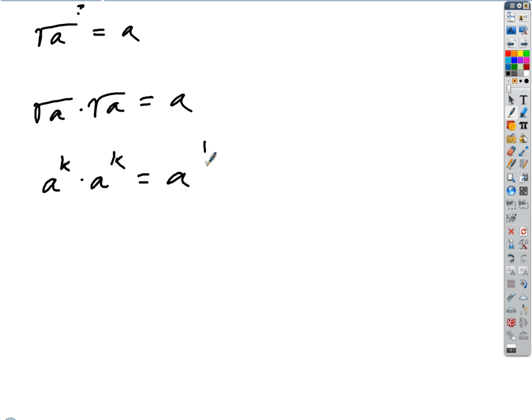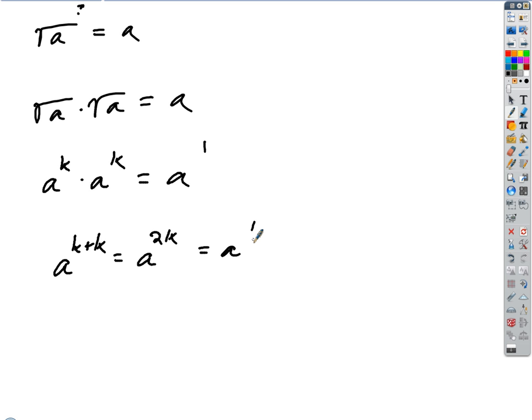Now, we know properties of exponents inside now. If I multiply like bases, a to the k times a to the k, what's the result? A to the k plus k. Good, which is a to the 2k, right? Okay, make sense? Because you add exponents. Okay, that's equal to a to the 1.